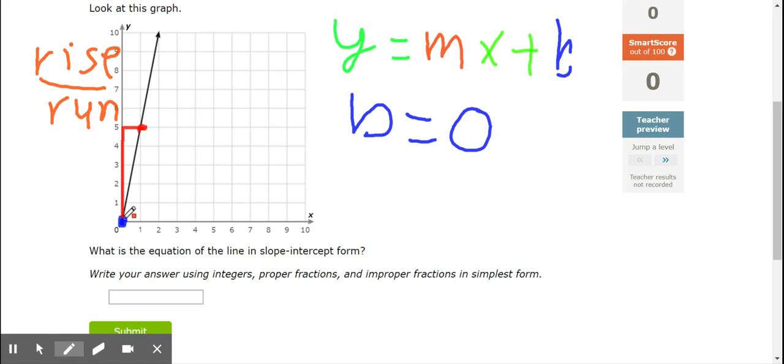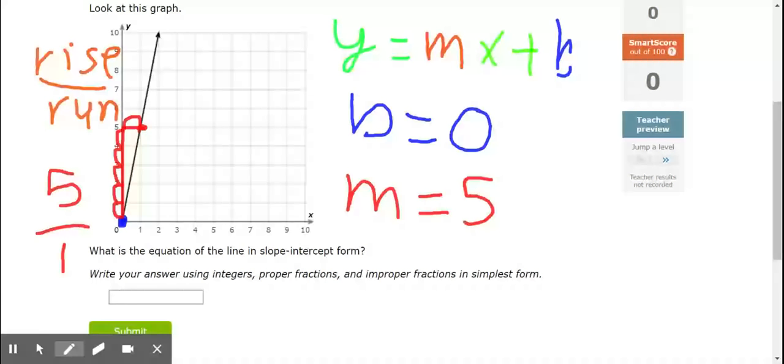So we're going to do our rise first. That's how far up or down. So my rise is 1, 2, 3, 4, 5. So I'm going to write a 5. And I counted by ones because, as you can see, my graph is counting by ones. So now I'm going to do my run, and we're counting by ones again. And my run is 1. So that means my slope is 5 over 1. And then I divide. So 5 divided by 1 equals 5, which means that m equals 5. So my slope equals 5.